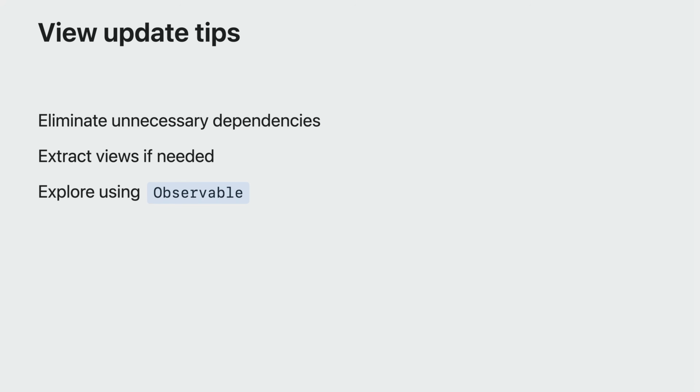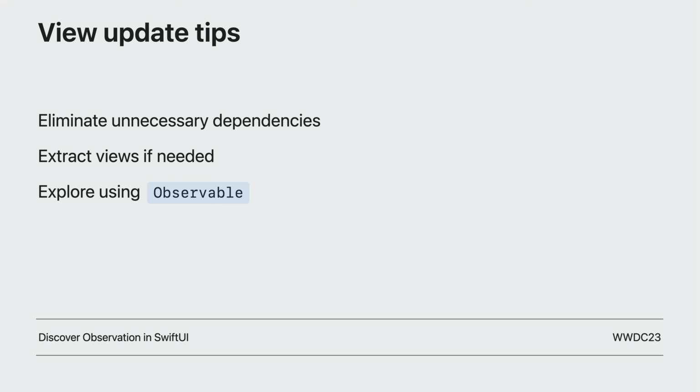Fewer updates means better performance when data changes in your app. As we just explored, one way to do this is by reducing dependencies. Try reducing view values to only the data they actually depend on. Another tip is to extract views to reduce dependencies. And finally, the new observable protocol can also help with dependency scoping by automatically limiting the dependencies to only that which is read. Check out the Discover Observation in SwiftUI session for more information.